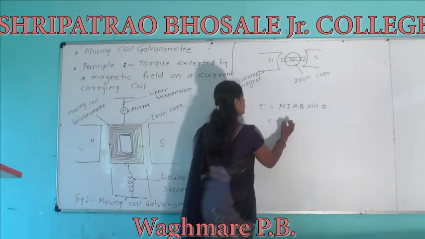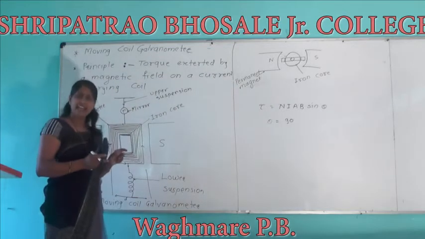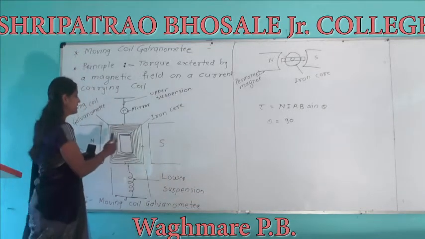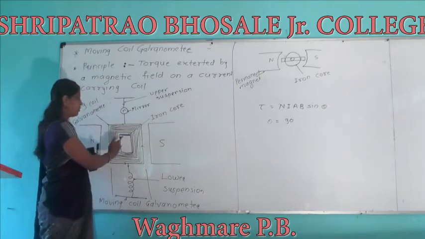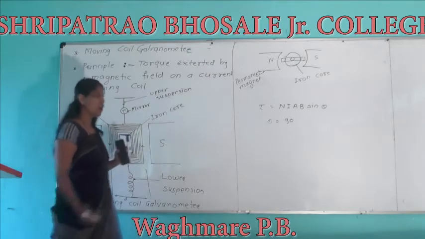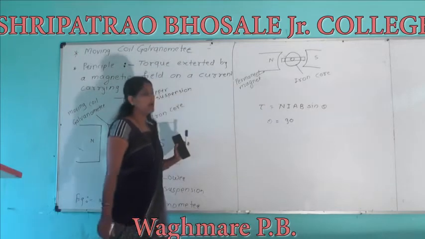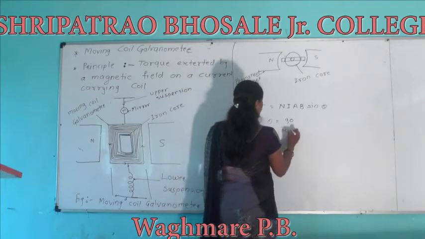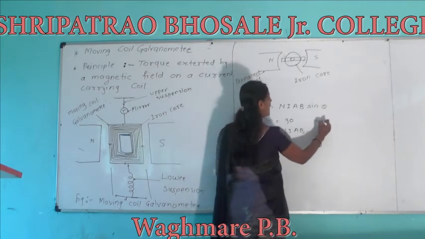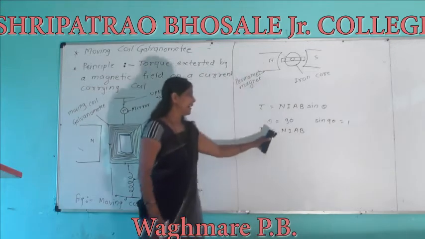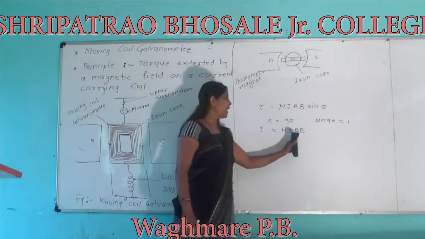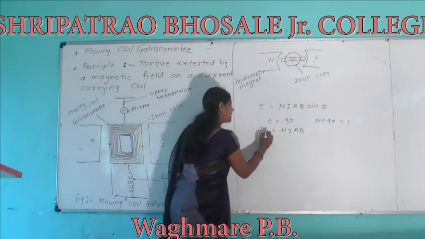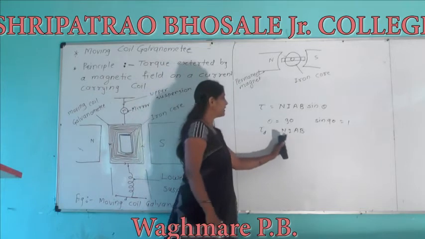Now, if we take theta equal to 90 degrees, because theta is the angle between the area vector and the magnetic field. This is the direction of the magnetic field, and this is the direction of the area vector. Therefore, these two quantities are perpendicular to each other, so you can take theta equal to 90 degrees. Then the torque will be equal to NIAB, because you know that sin 90 is equal to 1. Therefore, torque is equal to NIAB. And this torque is responsible for the deflection of the coil. Therefore, this torque can be written as tau_D equal to NIAB.